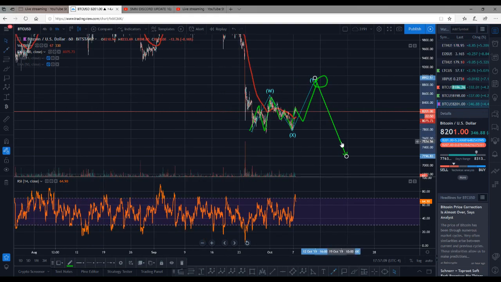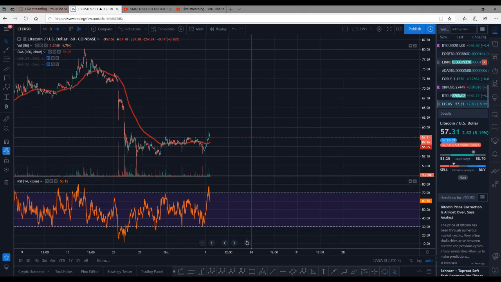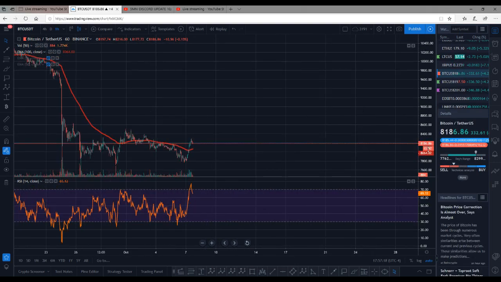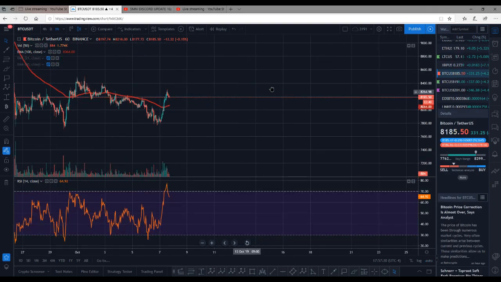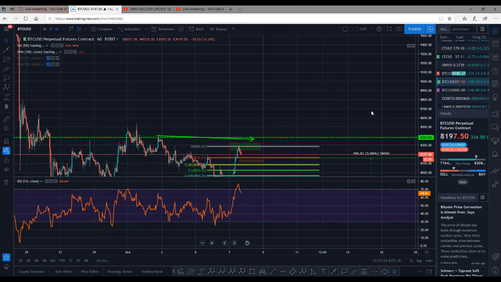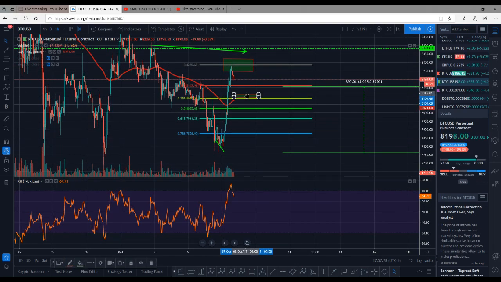But up to now, we're just going to focus at least on the drop down to a 382, which is going to be roughly in this range, roughly around 8,100, give or take.